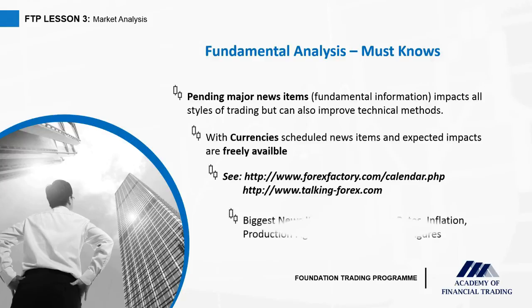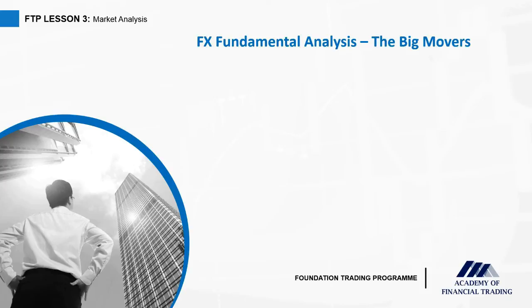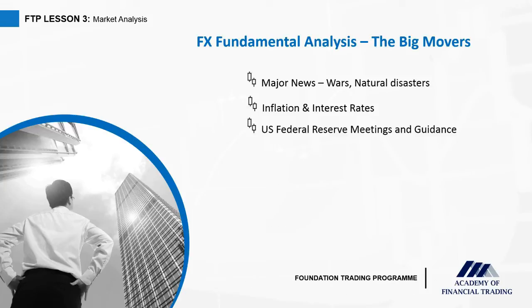Now, the main currency-related announcements you will see on Forex Factory would include news releases like your GDP figures, your interest rates, your inflation, your production figures, and employment figures. However, this is not all. There are many, many more. We've also got other major news announcements like wars and natural disasters. We've also got inflation and interest rates. These include the precursors like your CPI and your PPIs, which are essentially your consumer price index and your producer price index. But we've also got US Federal Reserve meetings and guidance, and they have big impacts.